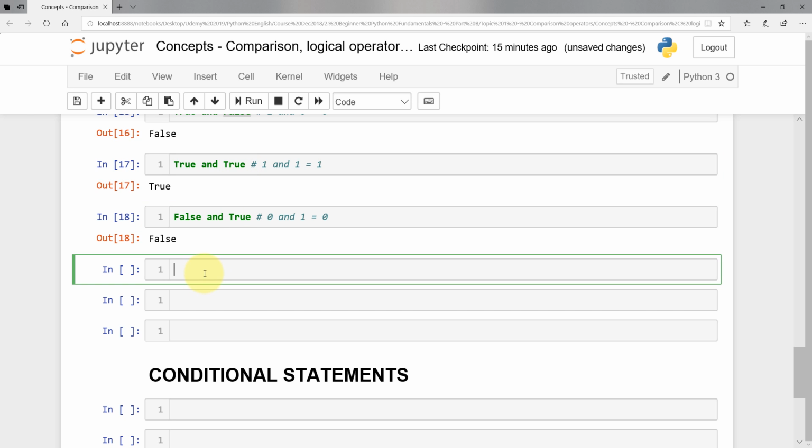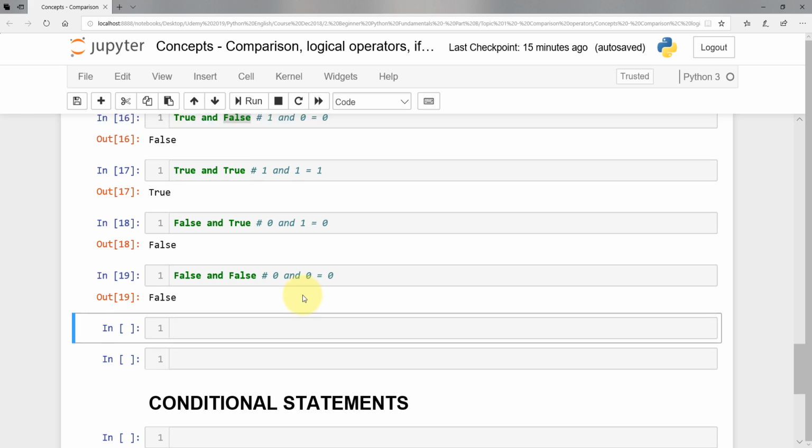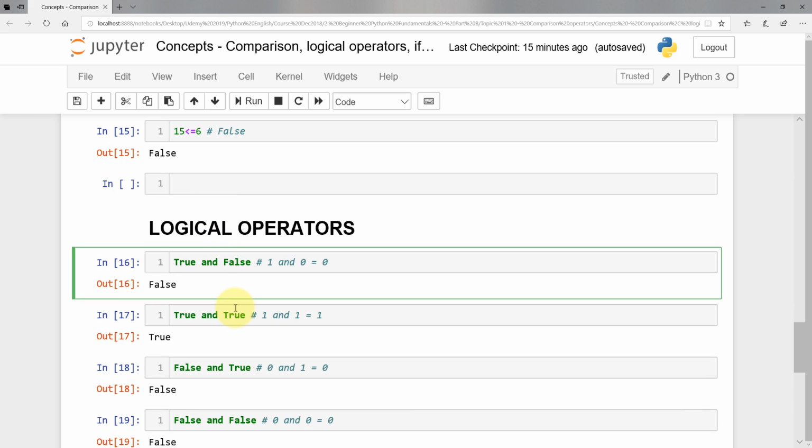What about false and false? If I say false and false, please make sure it's uppercase. That means 0 ANDing 0, and the output should obviously be 0. So if we say false and false, that would generate the output false. And that's pretty much what we mean by the AND operation or the AND gate.